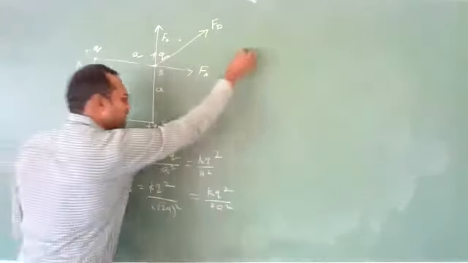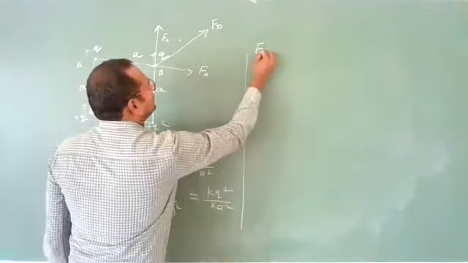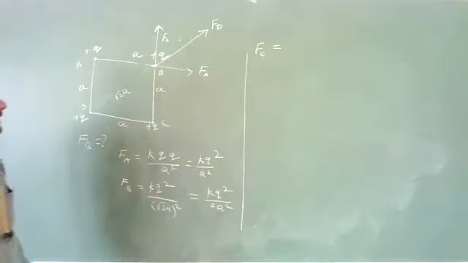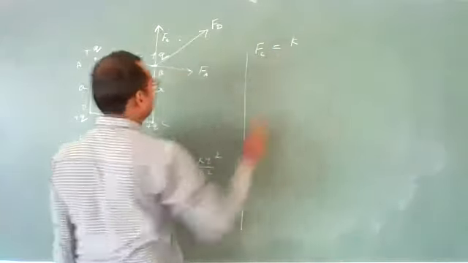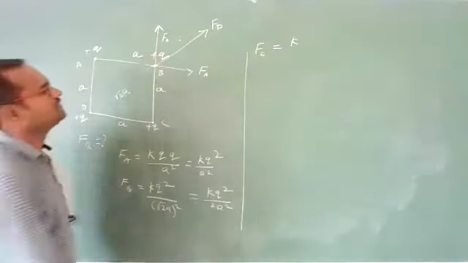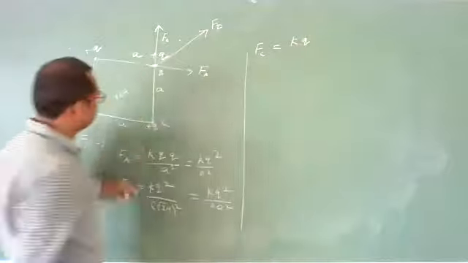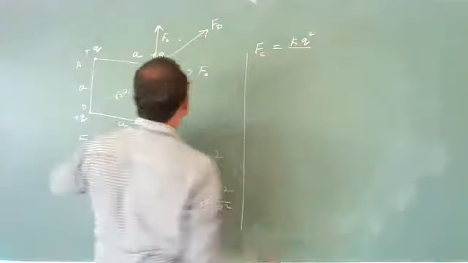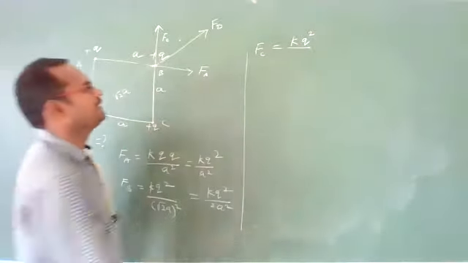Next, the force due to the charge at C. Value how much? Again, K Q1 value, this charge, Q2 value at C. Again, Q charge is there. So Q into Q, Q square, divided by the distance between these two charges, how much? A square.